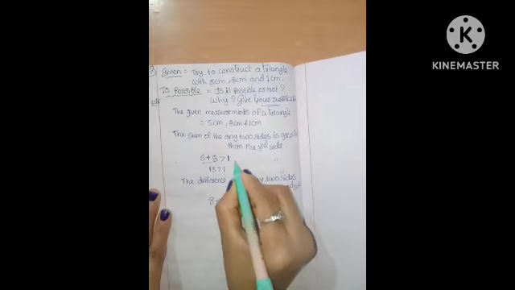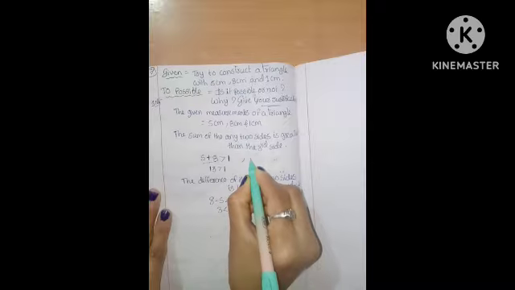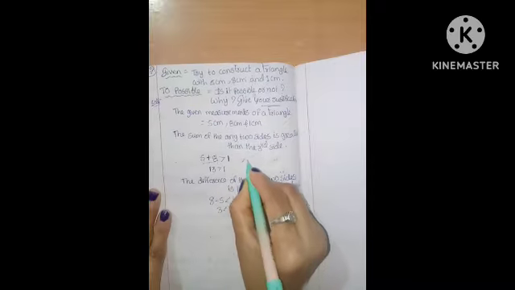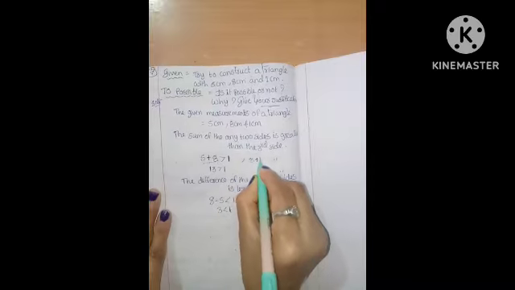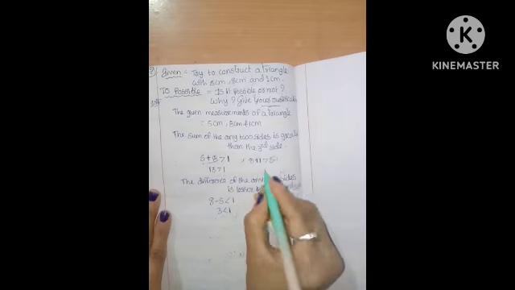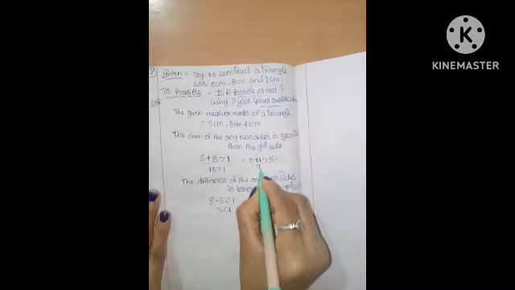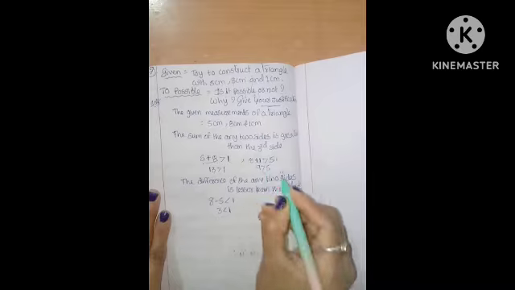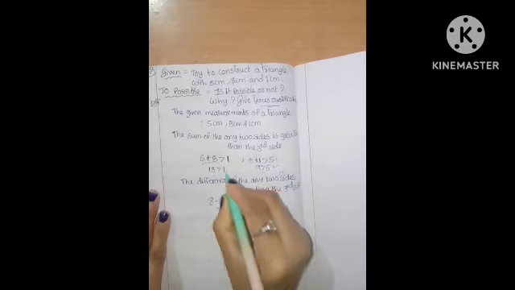So any two sides. What's the other one? These two sides only. 8 plus 1, also check it. 8 plus 1 is greater than the other side, which is 5. So 8 plus 1 is nothing but 9. 9 is greater than 5, so it is possible. It is also possible.